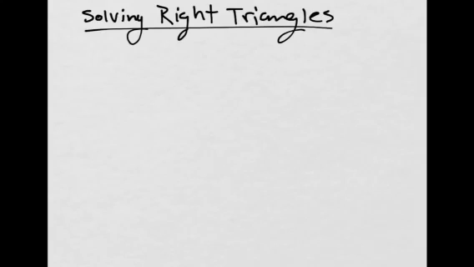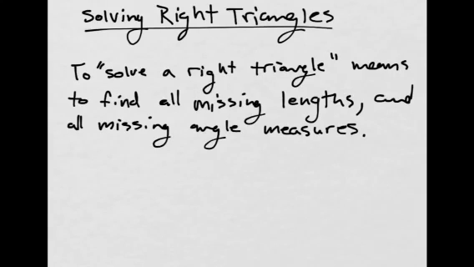We're going to solve right triangles. To solve a right triangle just means to find all the missing lengths, the lengths of the sides, and all the missing angles. That should be fairly simple. To solve a right triangle, we need to know at least two things. We already know that one of the angles is 90 degrees. So if we have another angle besides that and a side length, then we can solve.